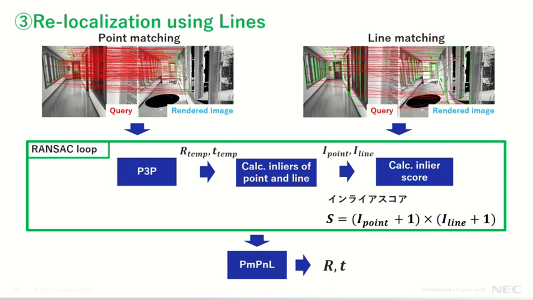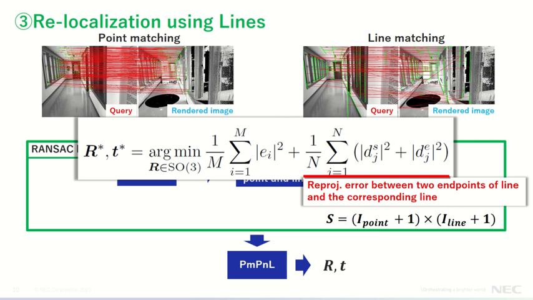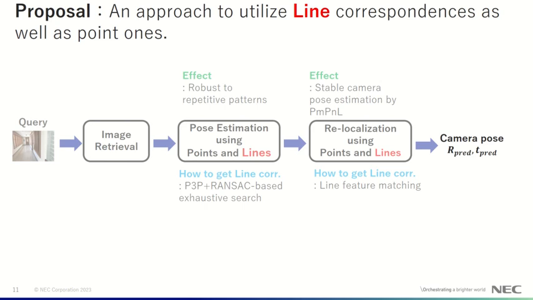And both point and line correspondences are used to estimate camera poses by perspective-n-point-and-line, PnPL. PnPL simultaneously minimizes point reprojection error and line reprojection error between the two projected endpoints of the database line and the corresponding query line. Lines are detected even in textureless scenes, therefore point and line correspondences are complementarily obtained, and these spatially distributed correspondences stabilize camera pose estimation. Finally, this pipeline outputs an estimated camera pose.